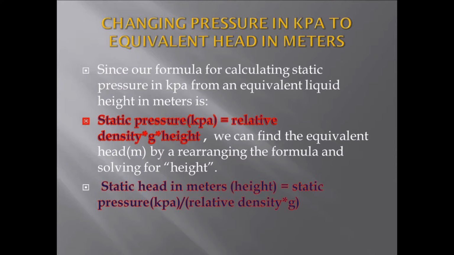Since our formula for calculating static pressure in kPa from an equivalent liquid head in meters is static pressure equals relative density times g times height, we can find the equivalent head in meters by rearranging our formula and solving for the height. So our formula becomes static head in meters, which is the height of the column of liquid, equals the static pressure in kPa divided by the relative density times g.